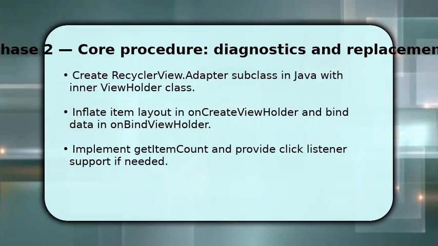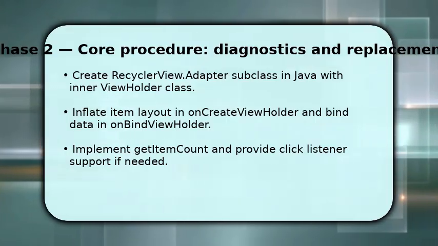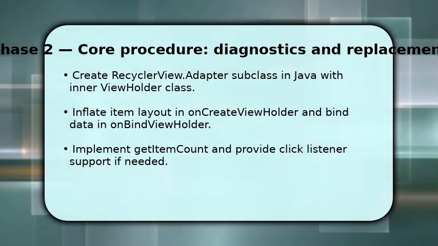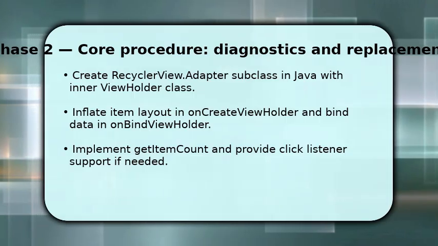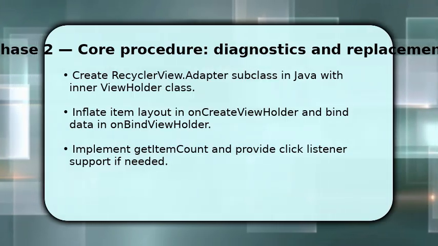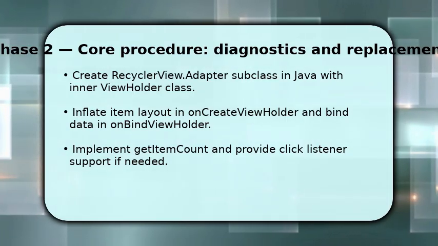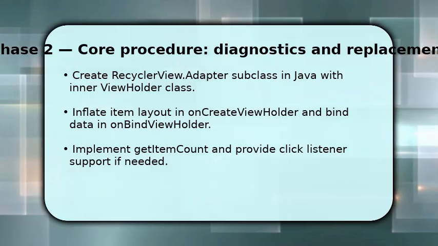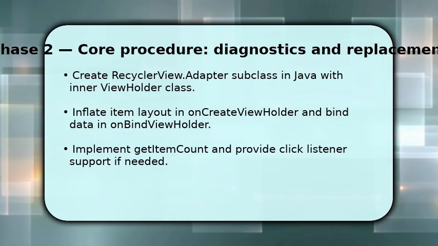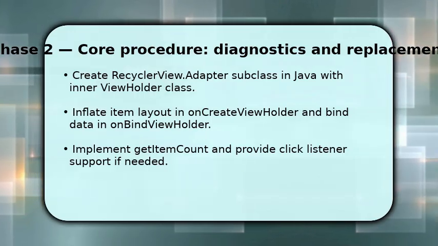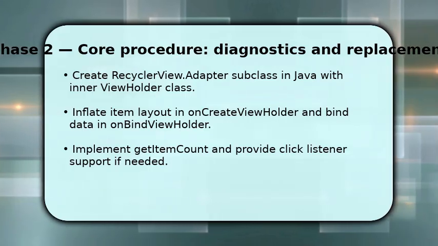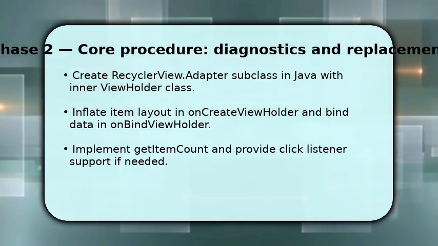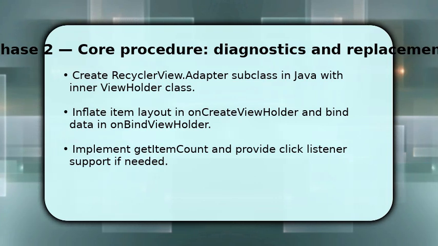Now implement the core. Write an adapter subclass and a ViewHolder to cache views. In onCreateViewHolder, inflate the item layout and return a new ViewHolder. In onBindViewHolder, bind model fields to view widgets: text, images, visibility. You should override getItemCount to return your list size and add methods to update data, like setItems or addItem, then call notifyDataSetChanged or finer-grained notify calls. Also wire optional click listeners inside the ViewHolder so you can handle taps cleanly.